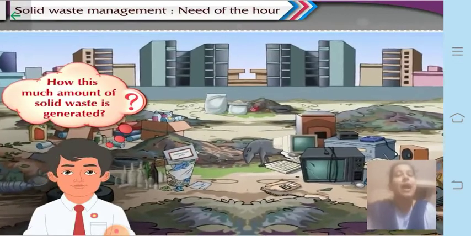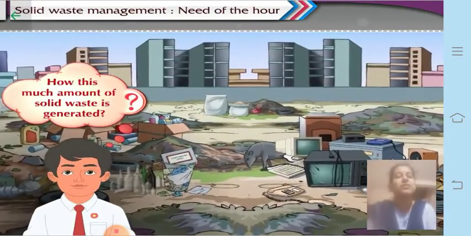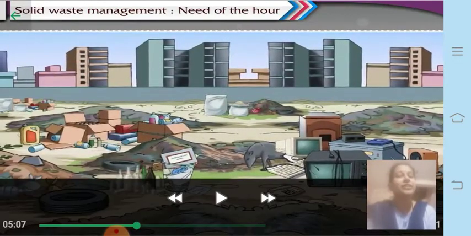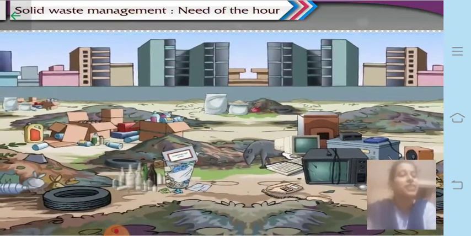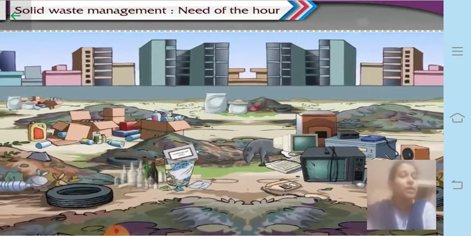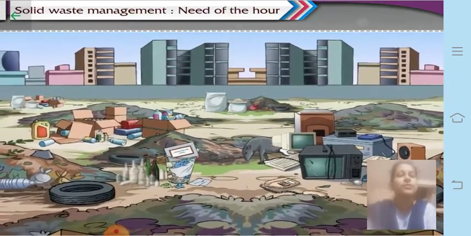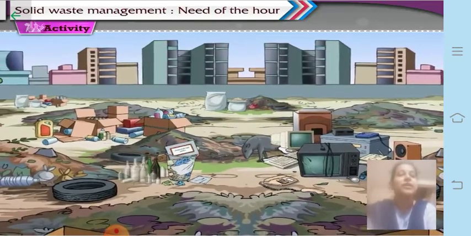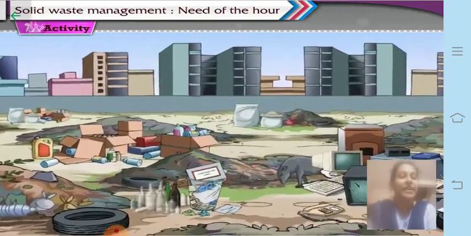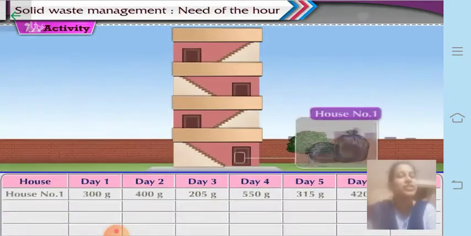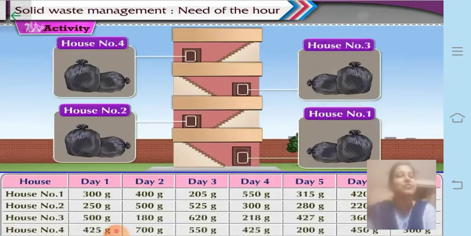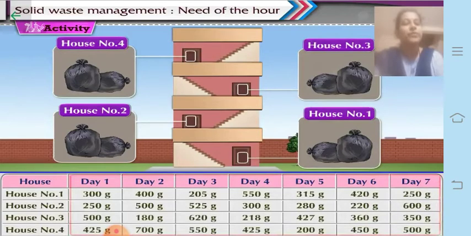Now, how much waste is generated? Let us try to find out how much waste is generated in a larger amount, doing a small activity. We will find out in a small residential area how much waste is generated per week, and let us see how much in each house it is generated per week.